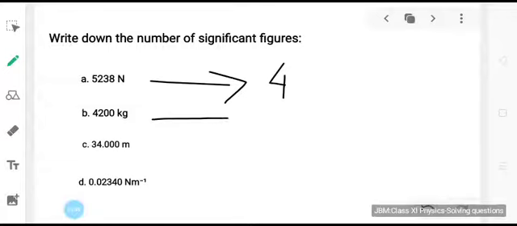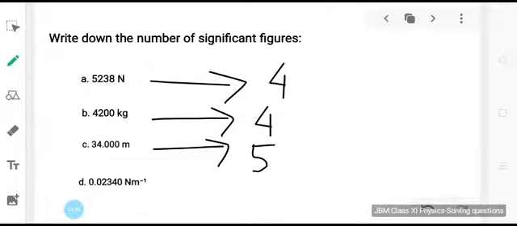4200 kg. Again, 4 significant figures. 34.000 meter. Now since it's a measurement, we have to take into consideration the zeros. So there are 1, 2, 3, 4, 5 significant digits. What about the last one? 0.02340 Newton per meter. You have to ignore the zeros coming before the decimal point and just keep the trailing zero. So now 2340. How many significant figures are there? 4. So very easily we can write down the number of significant figures by looking at the number.